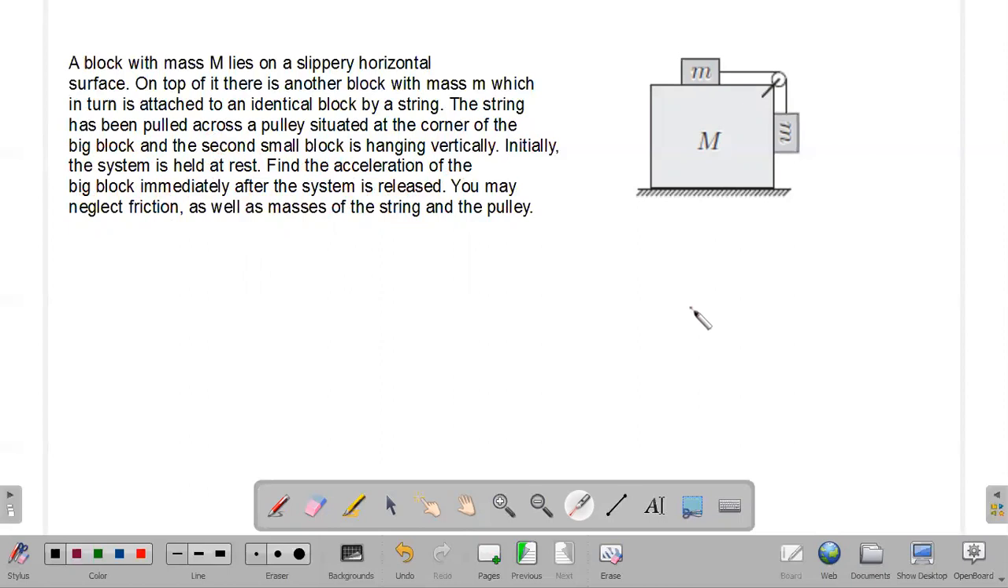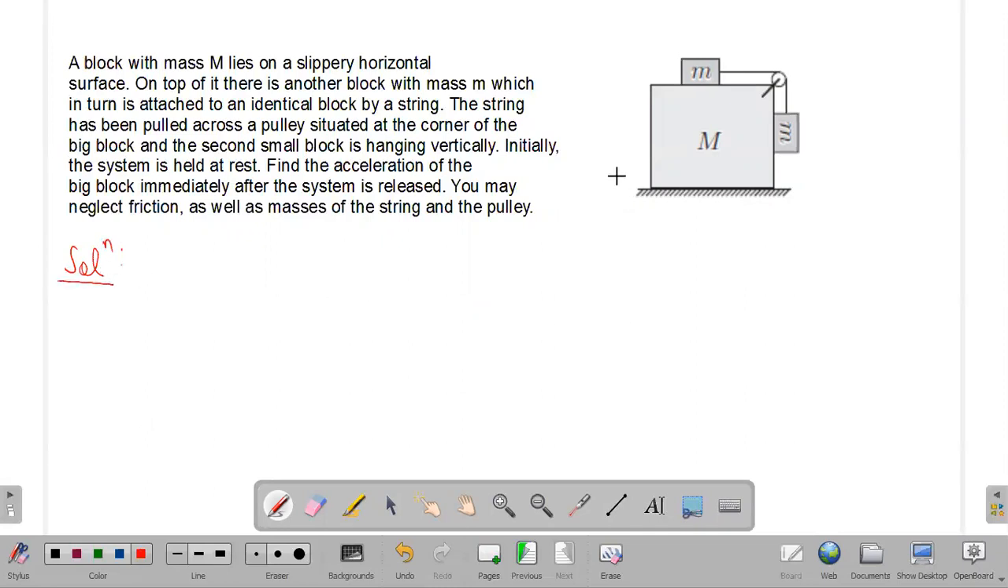So that is question 4. That means we have to neglect every friction force. We have to consider the pulley to be ideal, the string to be ideal, and in that condition we have to find the acceleration of the big block, which is capital M, immediately after the system is released from rest. So for this question, the solution will be something like this.